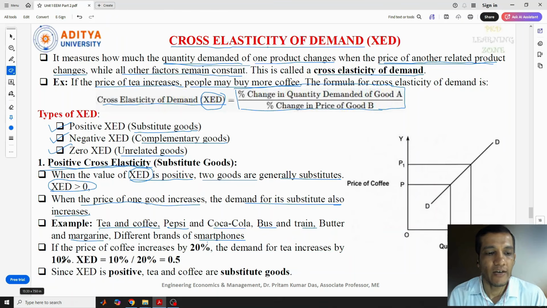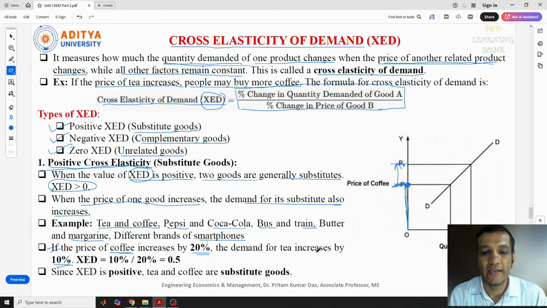Let's try to understand by taking one example. If the price of coffee increased by 20% and the demand for tea increased by 10%. Now here the diagram is given. Initially the price of coffee was at point P. Now the price of coffee increased from P to P1.